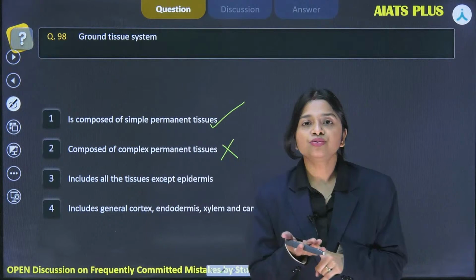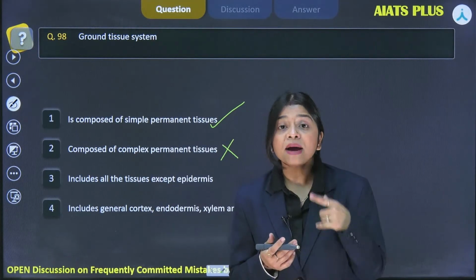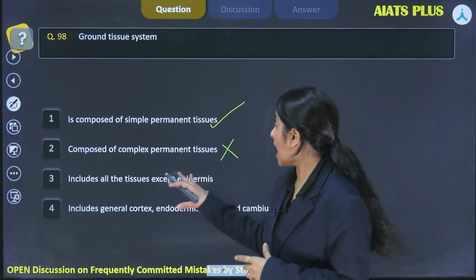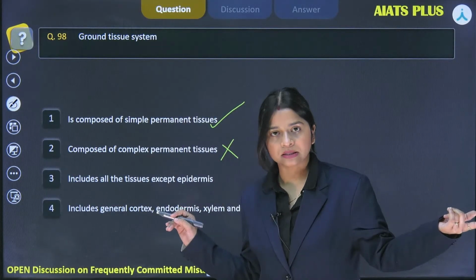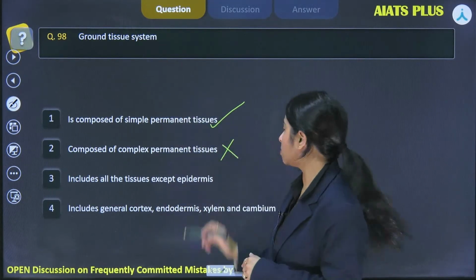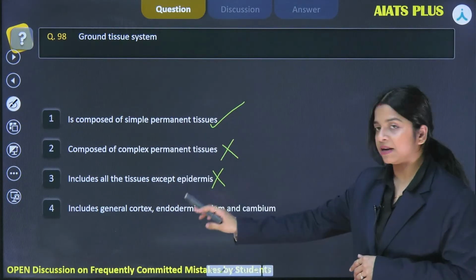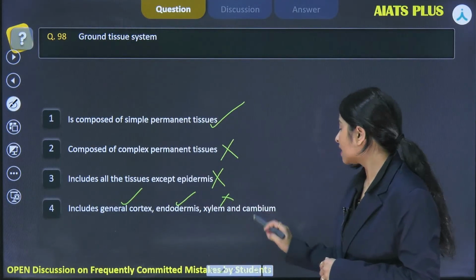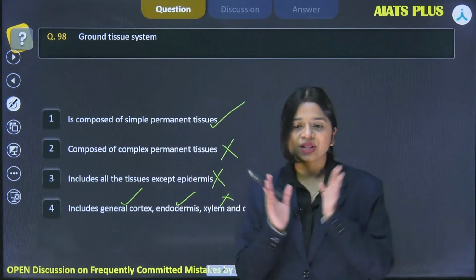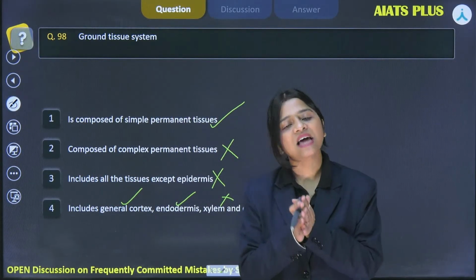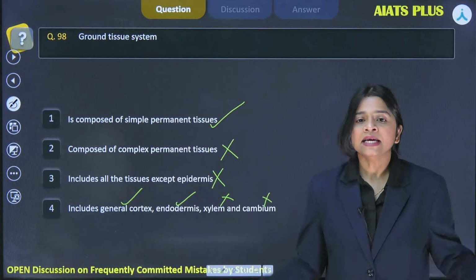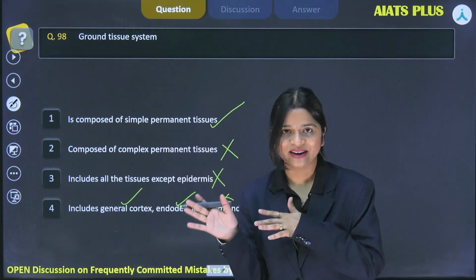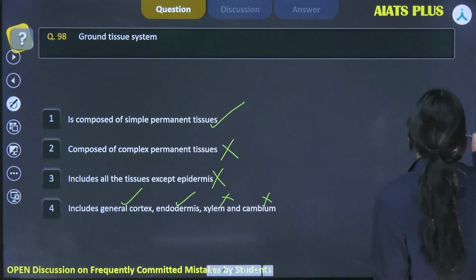Yes, epidermal tissue is not considered under the ground tissue, but except epidermis there are also vascular bundles, right? So that is also not part of the ground tissue system. So this is not true. Then includes general cortex, yes. Endodermis, yes. Xylem, no. Cambium, no. So the correct answer for the given question, as Sagnik told in the comment box, is option number 1. So this is how you are going to rule out the options by keeping the concepts clear in your head. Alright, moving on to the next question that we have.